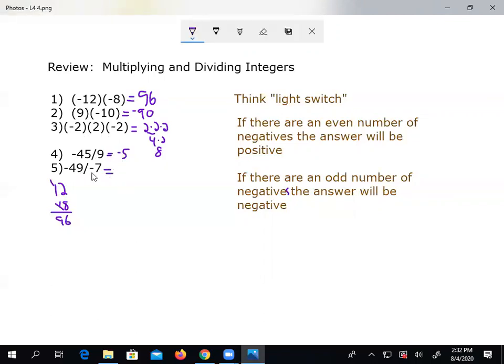Negative 49 divided by negative 7, you could do the tic-tac-toe board to do that. But we do know that 7 7s is 49. And since there's two negatives involved, that would leave me as a positive 7. So there's a quick review then of working with lessons 1 and 2.